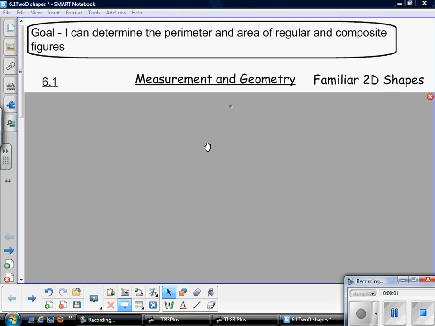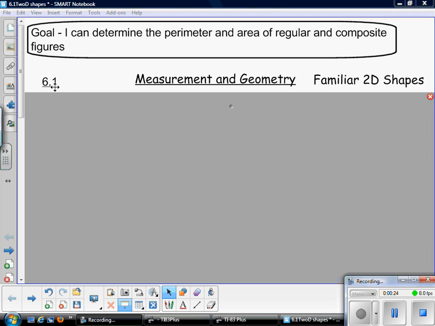This is the last unit that we're going to be looking at. And our goal today is, I can determine the perimeter and area of regular and composite figures. So what we're dealing with here are two-dimensional shapes. Many of these shapes you've been studying for a long time in elementary school. And we're also going to be looking at composite shapes. Composite figures is the term that we use.